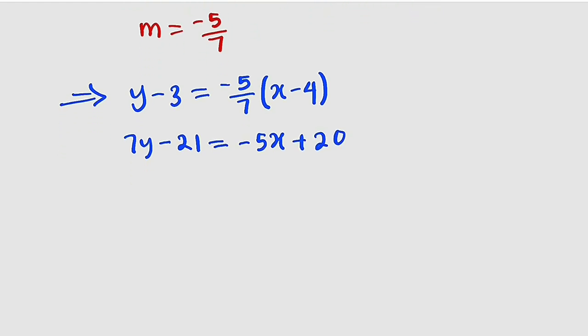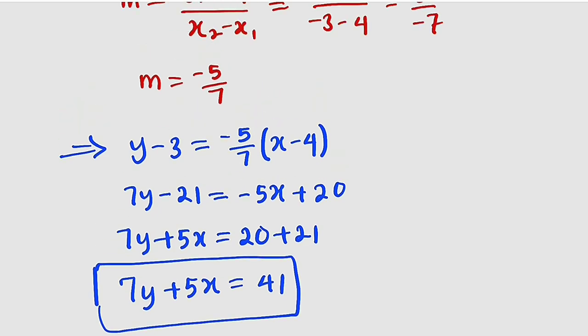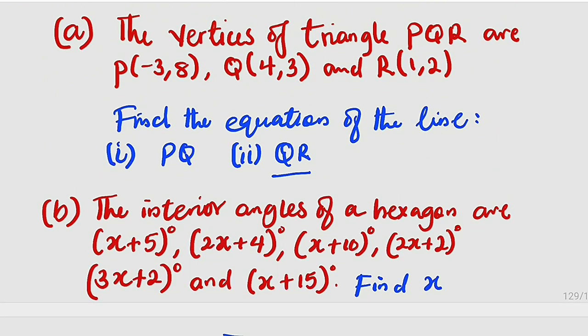So let's take the variables to the left and constants to the right hand side. So 7y here. As this crosses over, it becomes positive 5x. And this is equal to 20 is there already. Once this crosses over, it becomes positive 21. So finally, our equation of the line is 7y plus 5x equals 41. Then Roman number 2, we're asked to find the equation of the line QR.